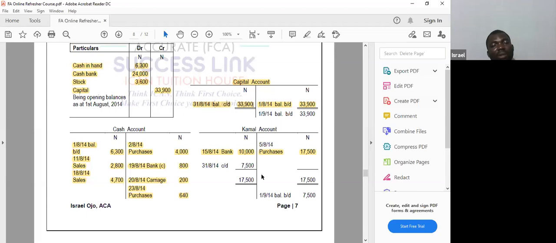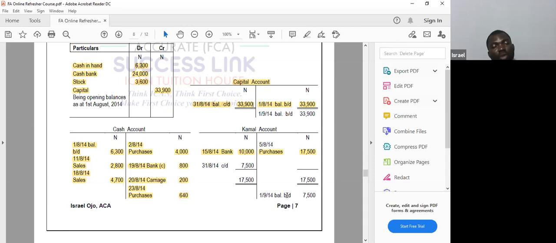Then you do the rest also. We have the camera account, we have it on the purchase account, and we have the bank account. So we have 10,000 here, and we have 17,500 on that carry down, the amount that we are still owing on the camera account. After that, we move on to the cash account.